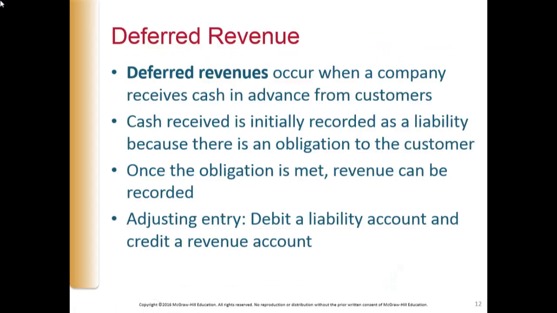Another kind of adjusting entry is deferred revenue. Deferred revenues occur when a company receives cash in advance from customers. So for example, if I am an attorney, I may charge my clients a fee to handle their case, and I would charge that typically up front.